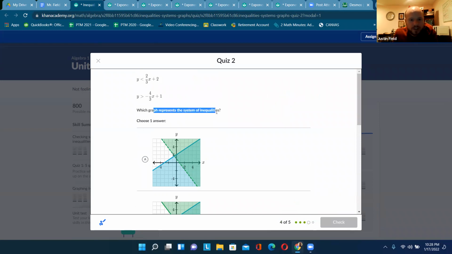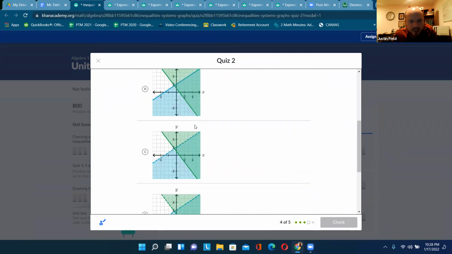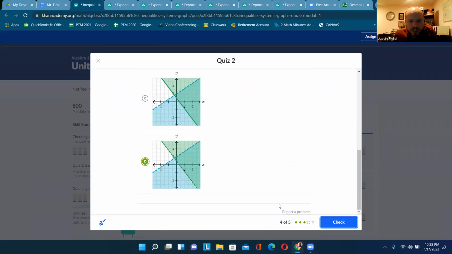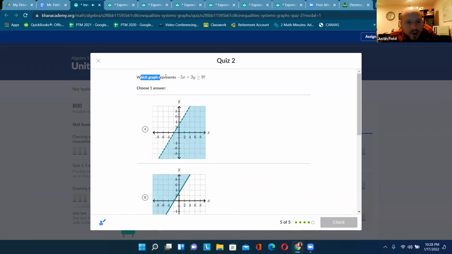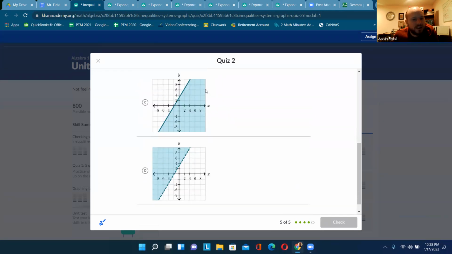Which graph represents the system of inequalities? I feel like I just did this. So we're looking for shaded below and shaded above. Two dashed lines. Well, this is the only one with two dashed lines. That was easy.